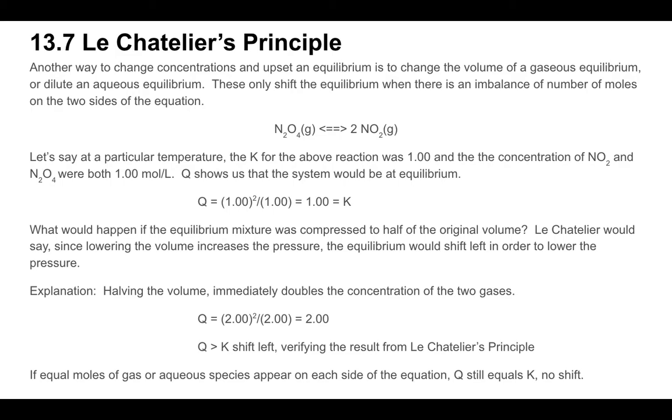So let's say that at a particular temperature, I'm just going to make some easy numbers here. The K for that reaction was 1. And the concentration of NO2 and N2O4 were both 1 mole per liter. So Q tells us that 1 squared over 1 is 1, and K is 1 in this example, which I'm just making up easy numbers. So 1 equals 1, so Q equals K, so you're at equilibrium. This would be an equilibrium mixture, 1 mole per liter of both gases.